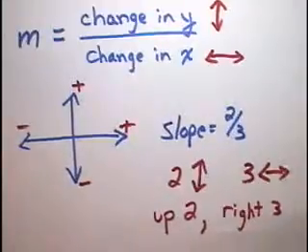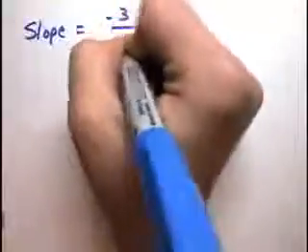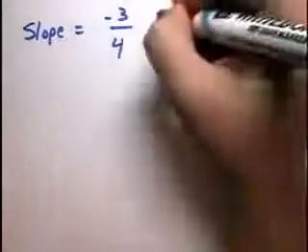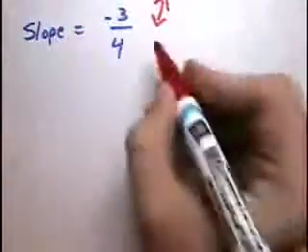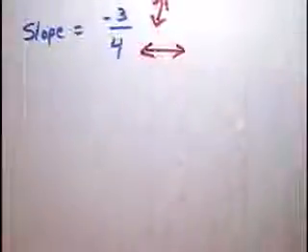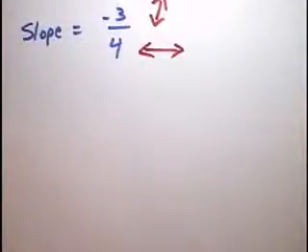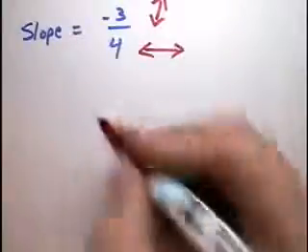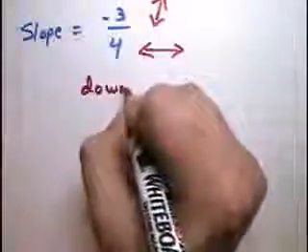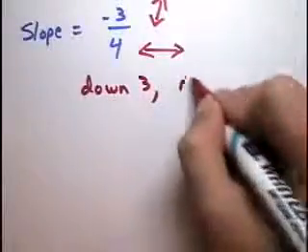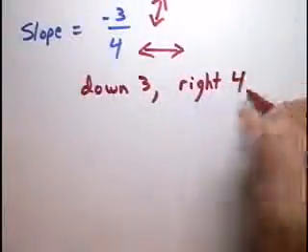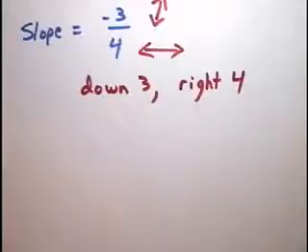Let's compare that with a negative slope. If you have a slope equal to -3/4, and we look at the top number as our up and down value and our bottom number as our left to right value, we know that we want to move down in the negative direction for the 3 every time we move right the positive direction for 4.